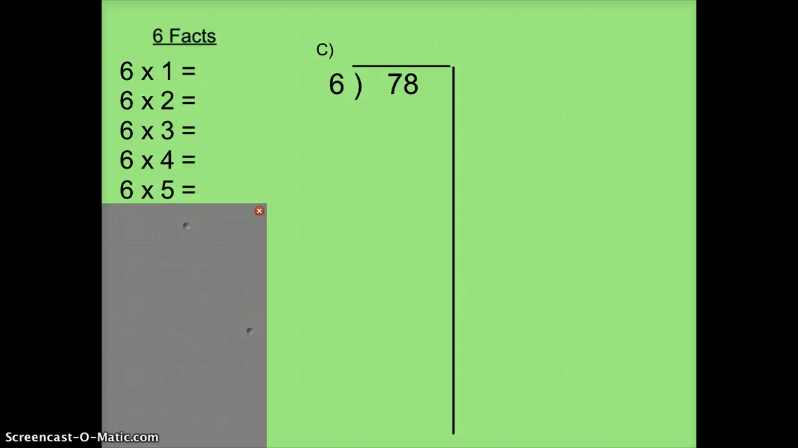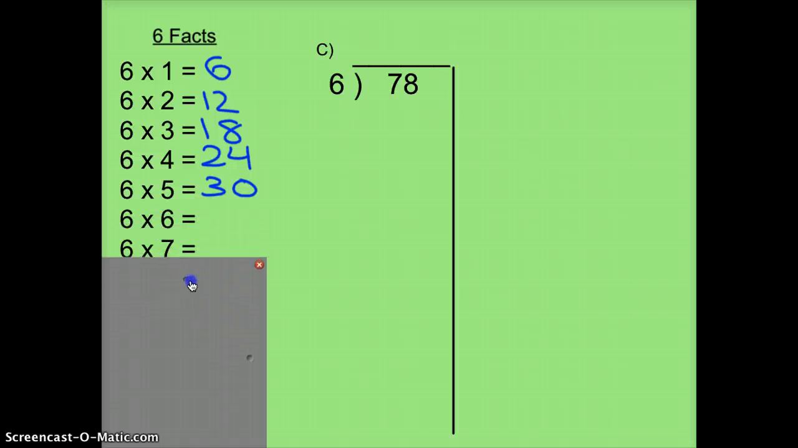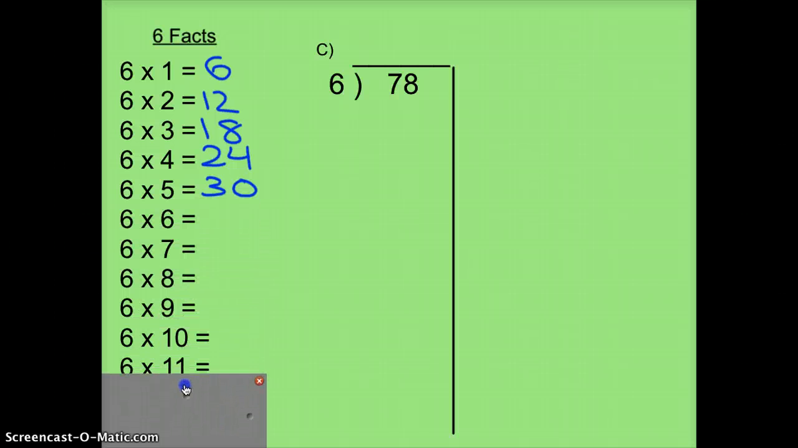Okay, we'll take a look at another one. Our dividend is a little bit larger, but I'm not going to even need that many more facts. So I'll go ahead and do the ones that I remember. 6 times 1 is 6, times 2 is 12, times 3 is 18, times 4 is 24, times 5 is 30. And I know one more easy fact. Let's say I can't remember any of these but this one. And I know 6 times 10, that's 60. That's one that I remember.